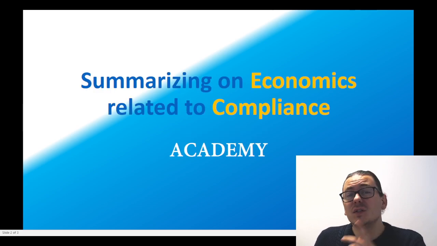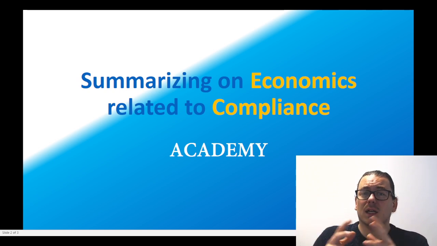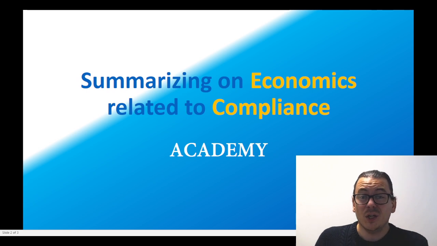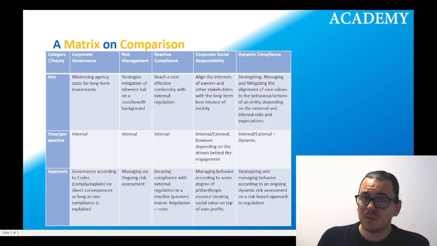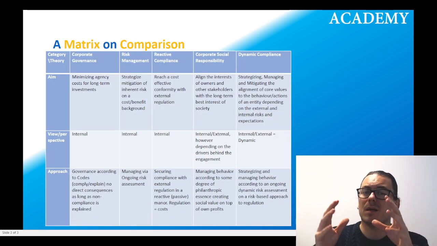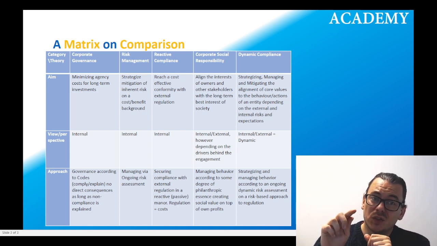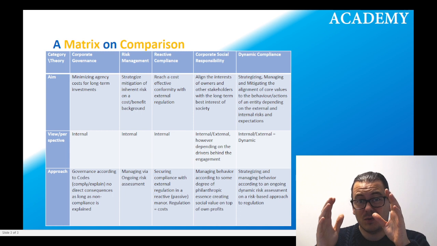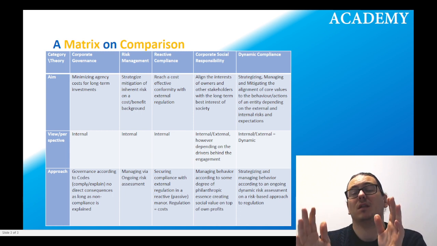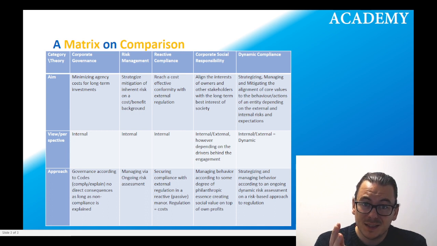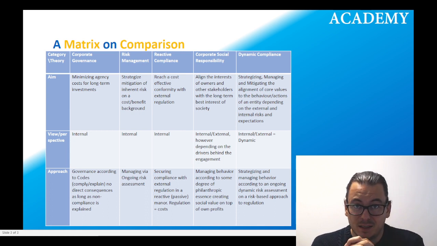In this video, I'm just going to summarize the different economic theories that I already put out, which are relevant in terms of dynamic compliance. So I actually just took all the comparison models and put them into one big matrix format here. On the columns, it's corporate governance, risk management, and reactive compliance in the first three columns. So that is the GRC framework. The fourth column will be corporate social responsibility and then dynamic compliance in the end.